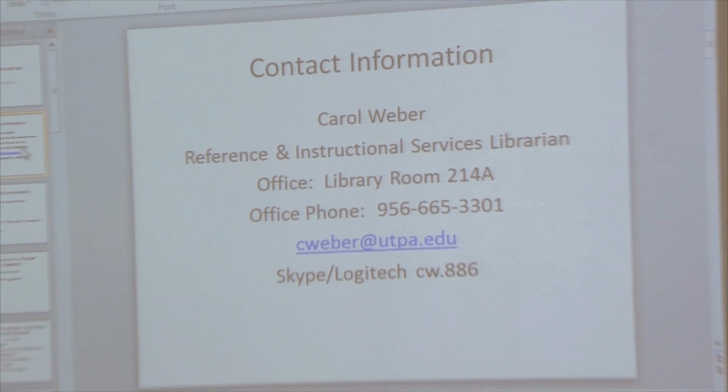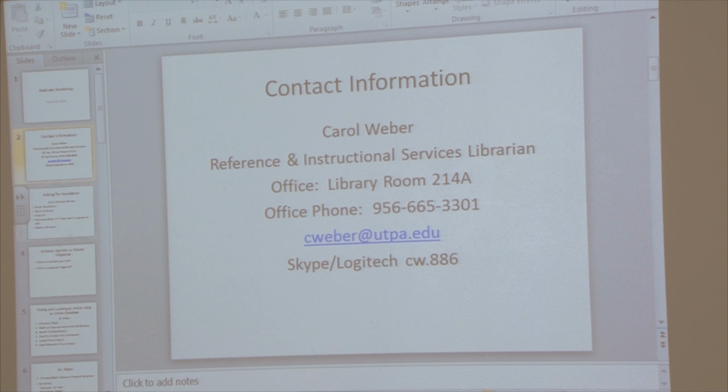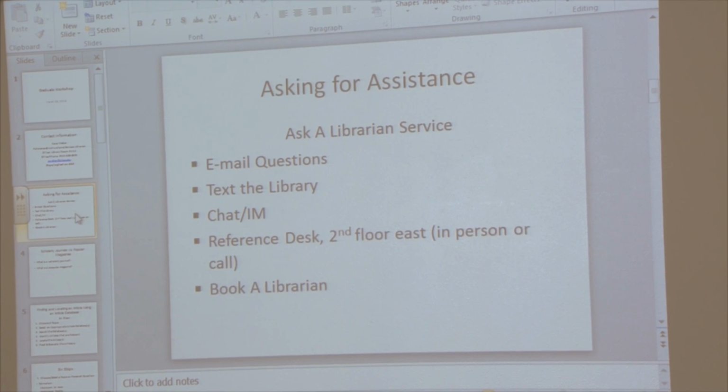Okay. A couple of other ways that you guys can ask for assistance here if I'm not around. Okay, we do have an Ask a Librarian service. You can email questions, you can text the library, you can chat or instant message us. You can also go to the reference desk on the second floor, east side. You can come in person or call us. On the backs of your university library brochures, in the middle panel is a list of the phone numbers to the various service desks here in the library, and you do have the reference number there.